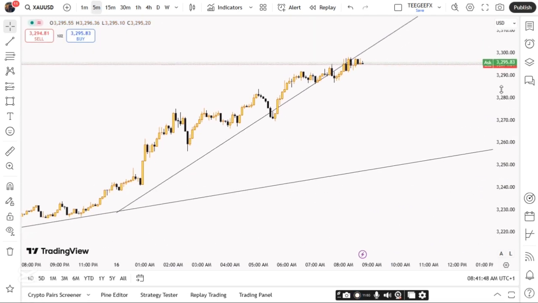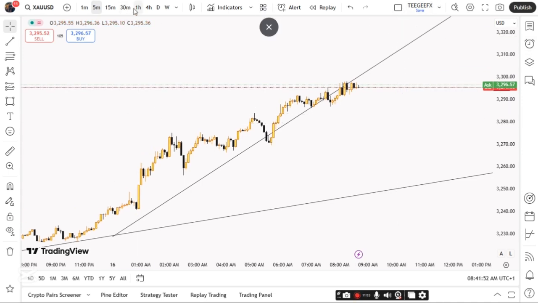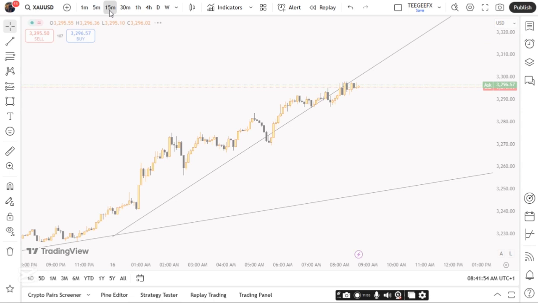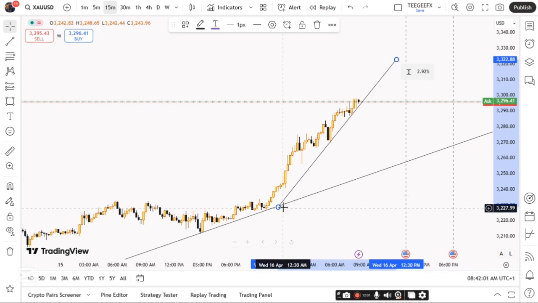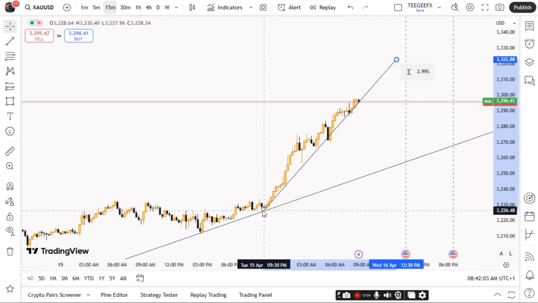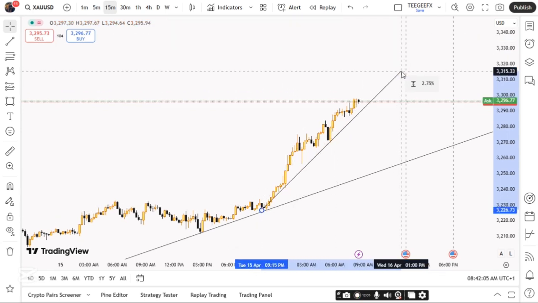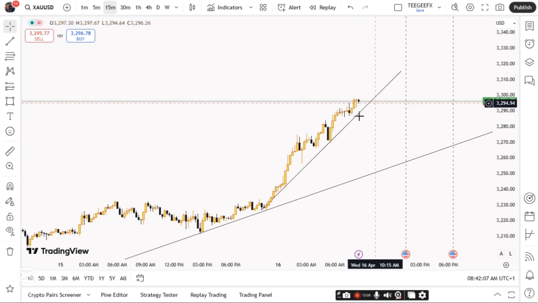So you can see now, looking at this trend line, this is actually the trend line we drew on 1 hour. So look at how it looks on 15 minutes. You can see I can adjust it here on 15 minutes so it fits in very well. So this is it. We still have a good trend line here.